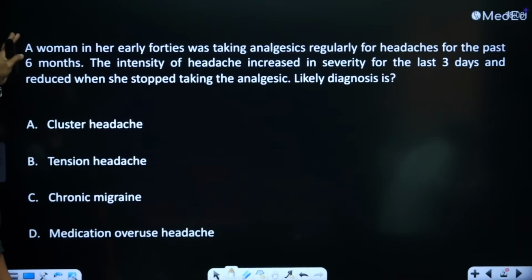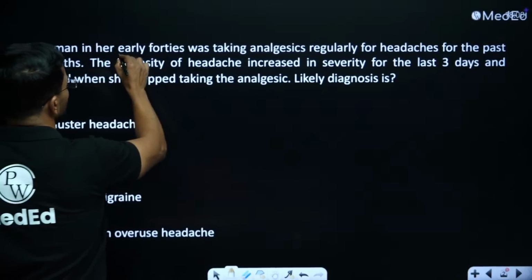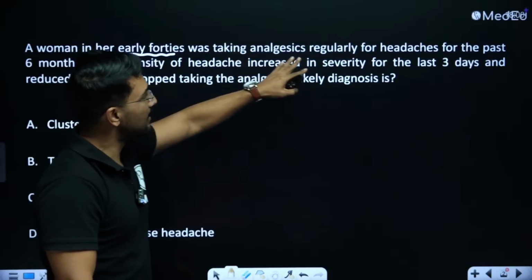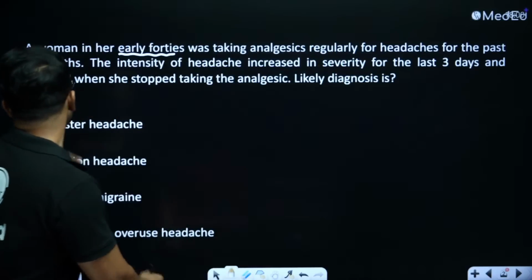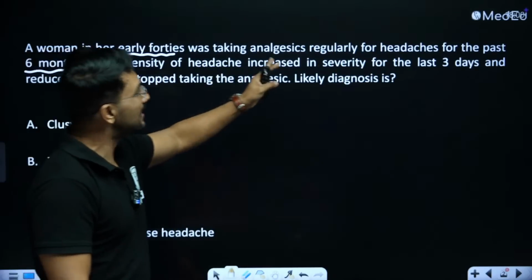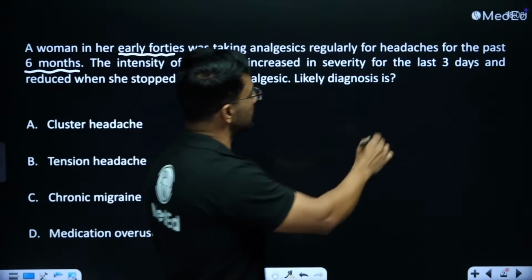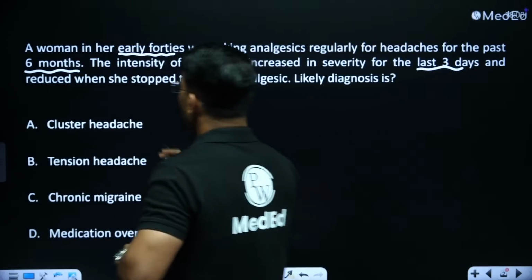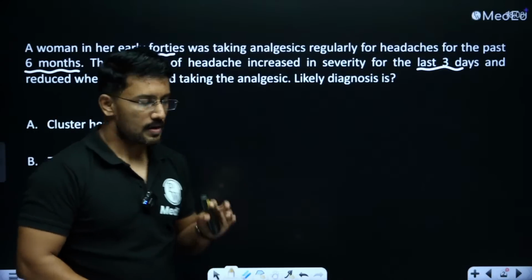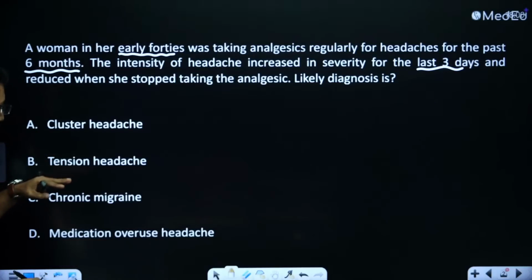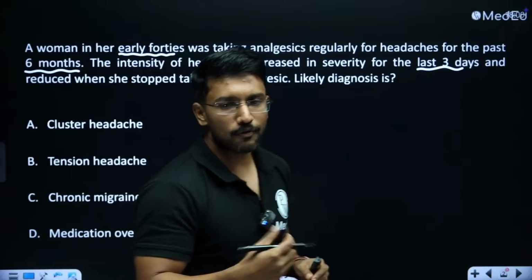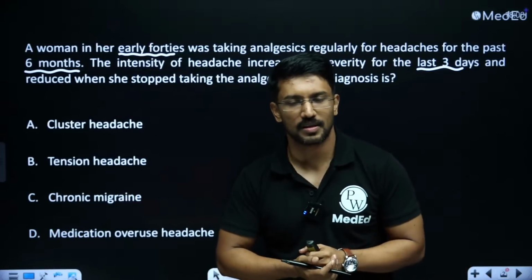In this question, a woman in her early 40s, so a relatively young female, was taking analgesics regularly for headache for the past 6 months. The intensity of the headache increased in severity for the last 3 days and reduced when she stopped taking analgesics. What is the likely diagnosis? Is it cluster headache, tension type of headache, chronic migraine, or medication overuse headache? These types of questions are becoming recurrent these days, so we should be aware.